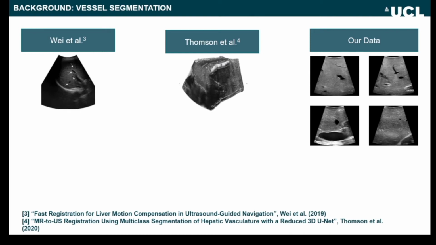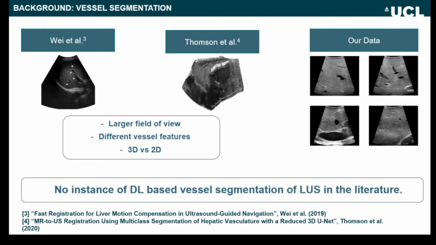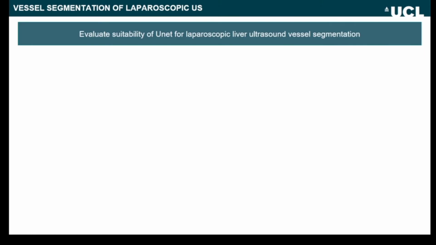Additionally, our data is untracked, and therefore the laparoscopic ultrasound plane must be segmented slice by slice without considering spatial correlations such as one would do with tracked 3D composited ultrasound. To date, there is no instance of deep learning-based vessel segmentation for laparoscopic ultrasound in the literature. Our work aims to assess the suitability of deep learning for vessel segmentation and its downstream applications. We choose UNet as our base model for vessel segmentation, considering its success at segmenting different types of objects in the field of biomedical image segmentation.